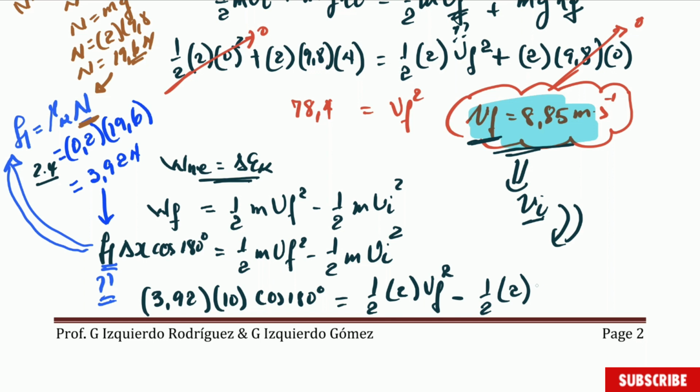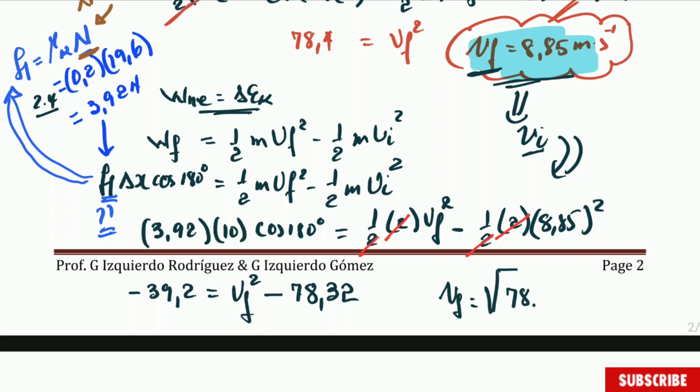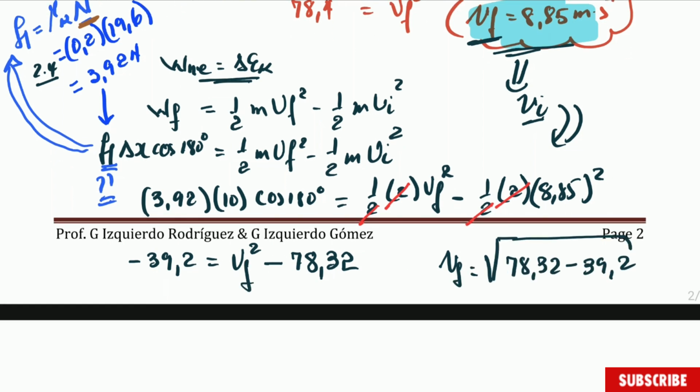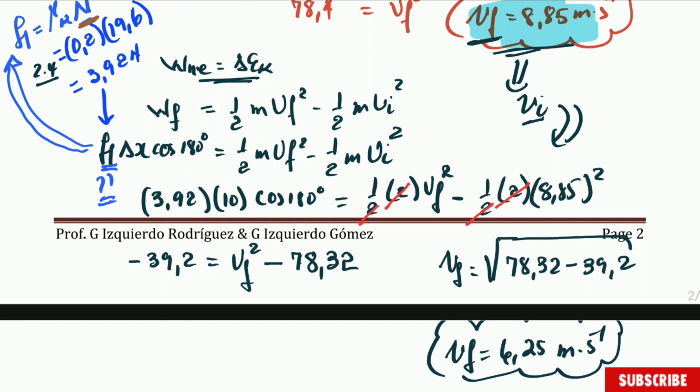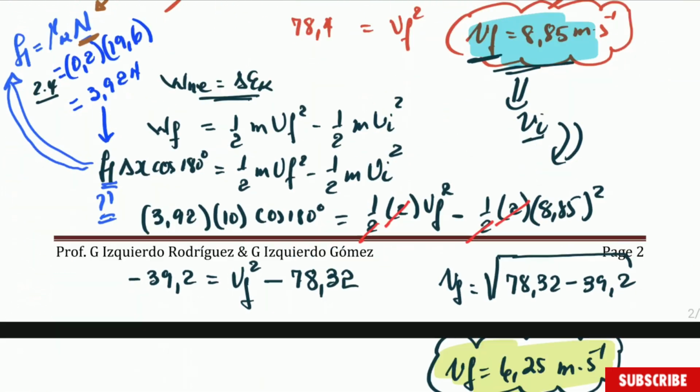So this one is 2 multiplied by the initial speed, which is 8,85 to the power 2. And this will give you a final answer of 6,25 meters per second. Guys, this is the final answer for question 2. I hope you understand. It's not that bad. It's a little bit more work than the beginning, but it's not that bad. Let's go then to question 3.